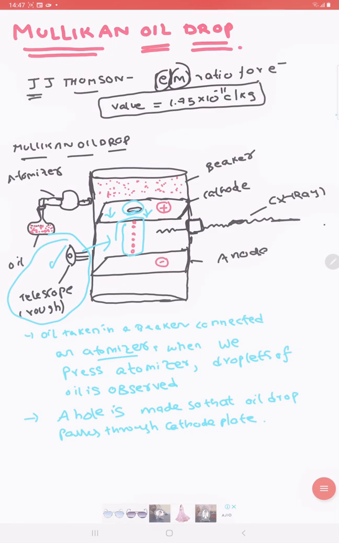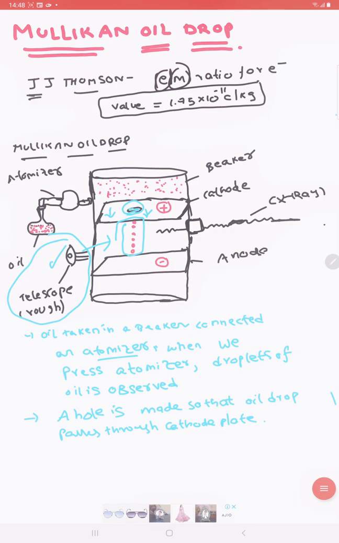And at some point of time, if you close the hole, it would be better. So when we are observing through the telescope, we have found that some oil droplets are entering through the hole from the cathode, and a place is empty, a place between the plates of cathode and anode.